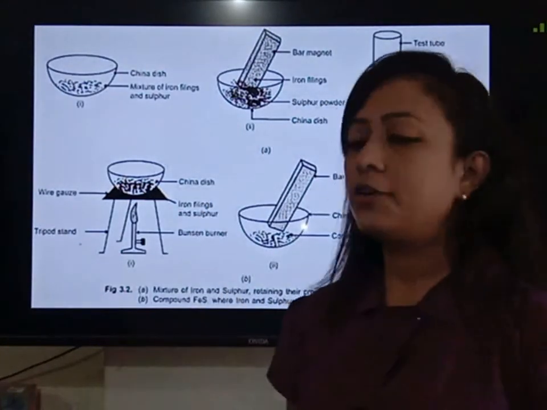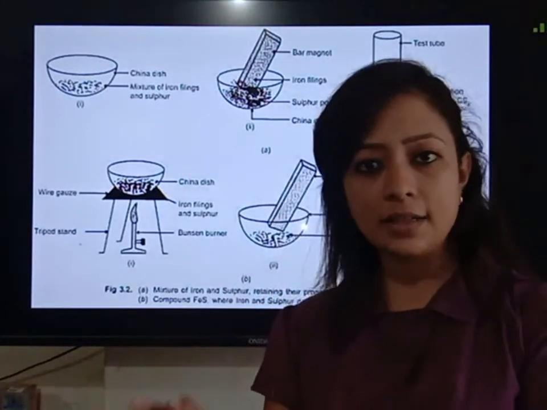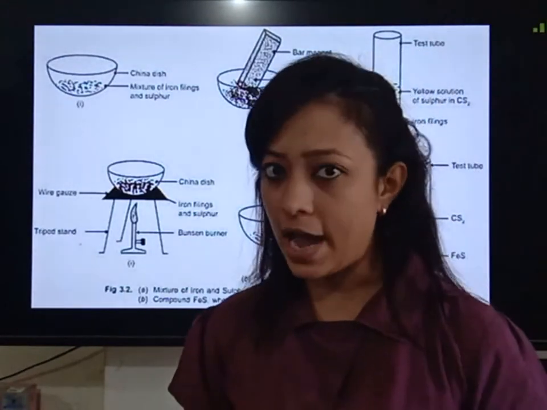Children, in this activity you have to take a bowl, a china bowl, and in that you have to add iron filings and sulfur powder. How are iron filings? Iron filings are nothing but small pieces of iron.